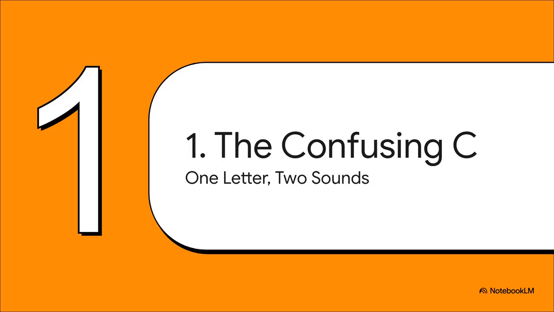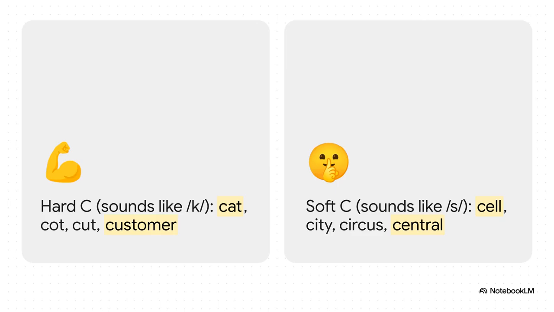Okay, so let's start by laying out the evidence. We are dealing with a letter that is absolutely leading a double life. On one side, you've got the hard C, right? That gives us that K sound in words like cat, caught, and customer. But then that exact same letter shows up in cell, city, and circus, and suddenly, poof, it's a soft C, an S sound. Now, this isn't some mistake. It's a hidden pattern, and we're going to find it.